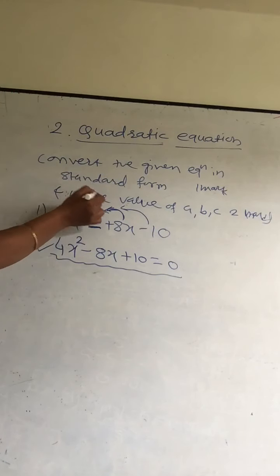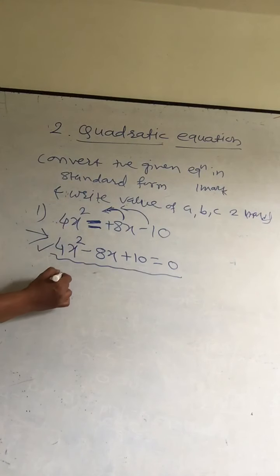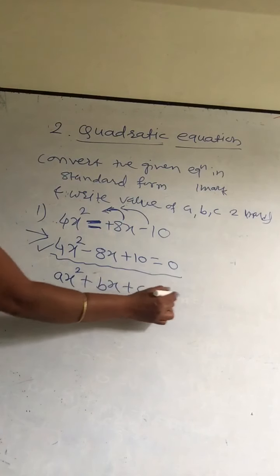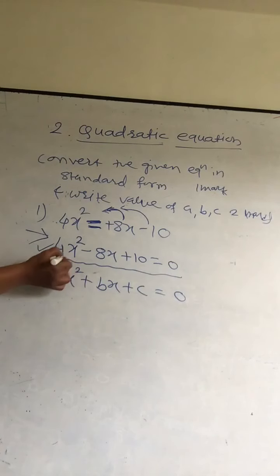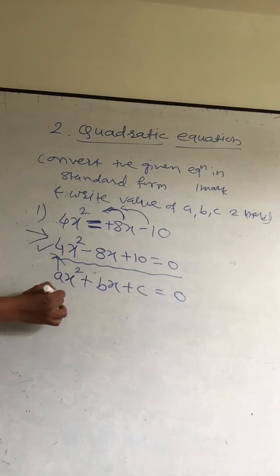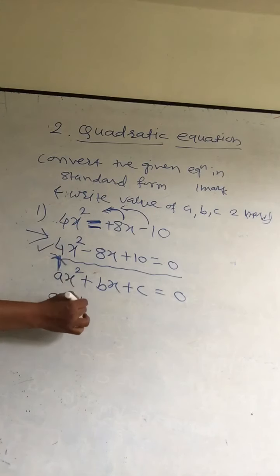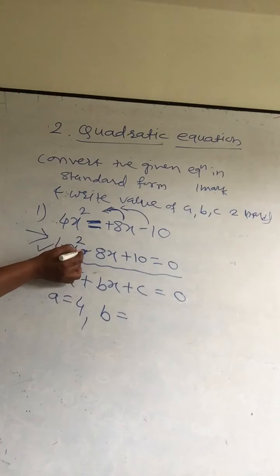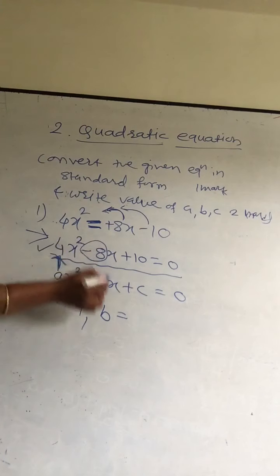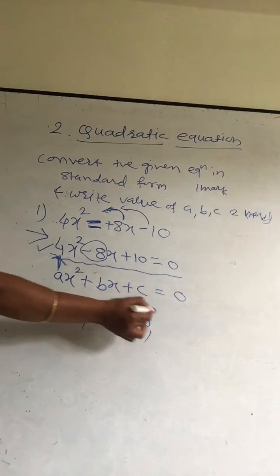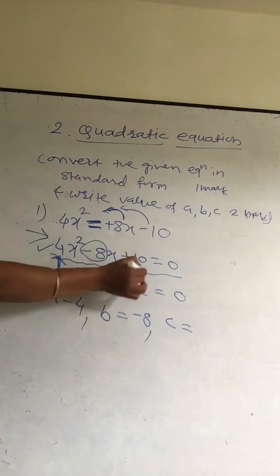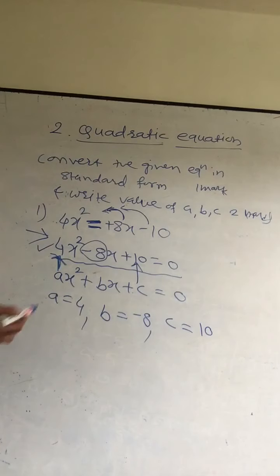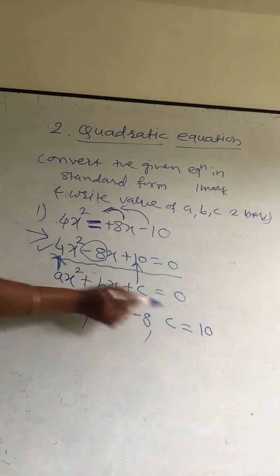Now this is the standard form equation. We have to write the value of a, b, c. For value of a, b, c, we compare this equation with the standard form ax square plus bx plus c is equal to 0. Compare with this equation, we get a is equal to 4, b is equal to, here is plus b but the value is minus 8, so b value is minus 8, c is equal to plus c, here also plus 10, so c is equal to plus 10. That is the value of a, b and c.